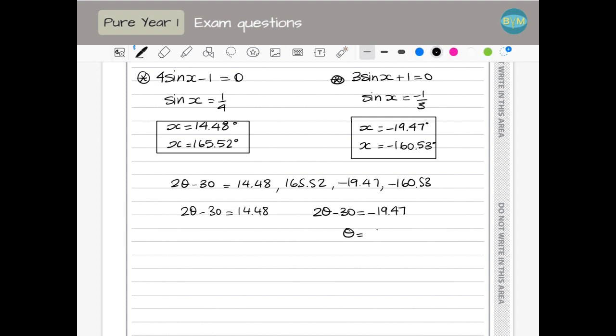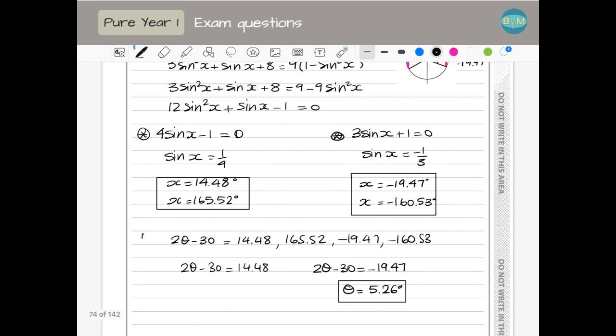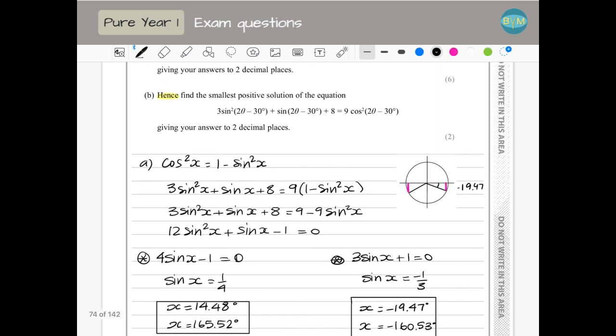In this case theta is 5.26 or 5.27, depending on whether you use the value without rounding or rounding. Both answers would be correct, but this is the smallest angle that gives me the correct answer. The others will give me larger answers, and that's it. That's part B, and that's all with this exam question.